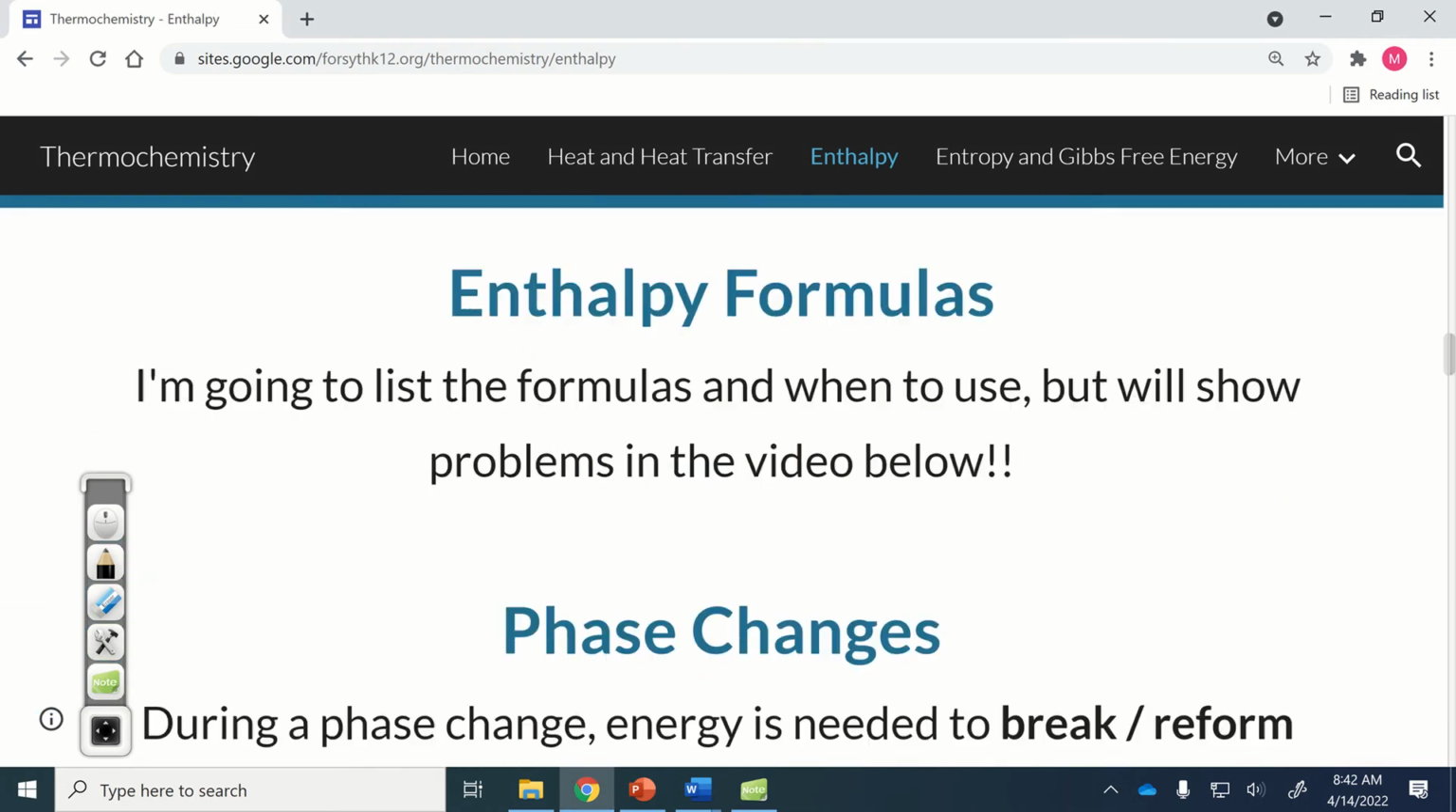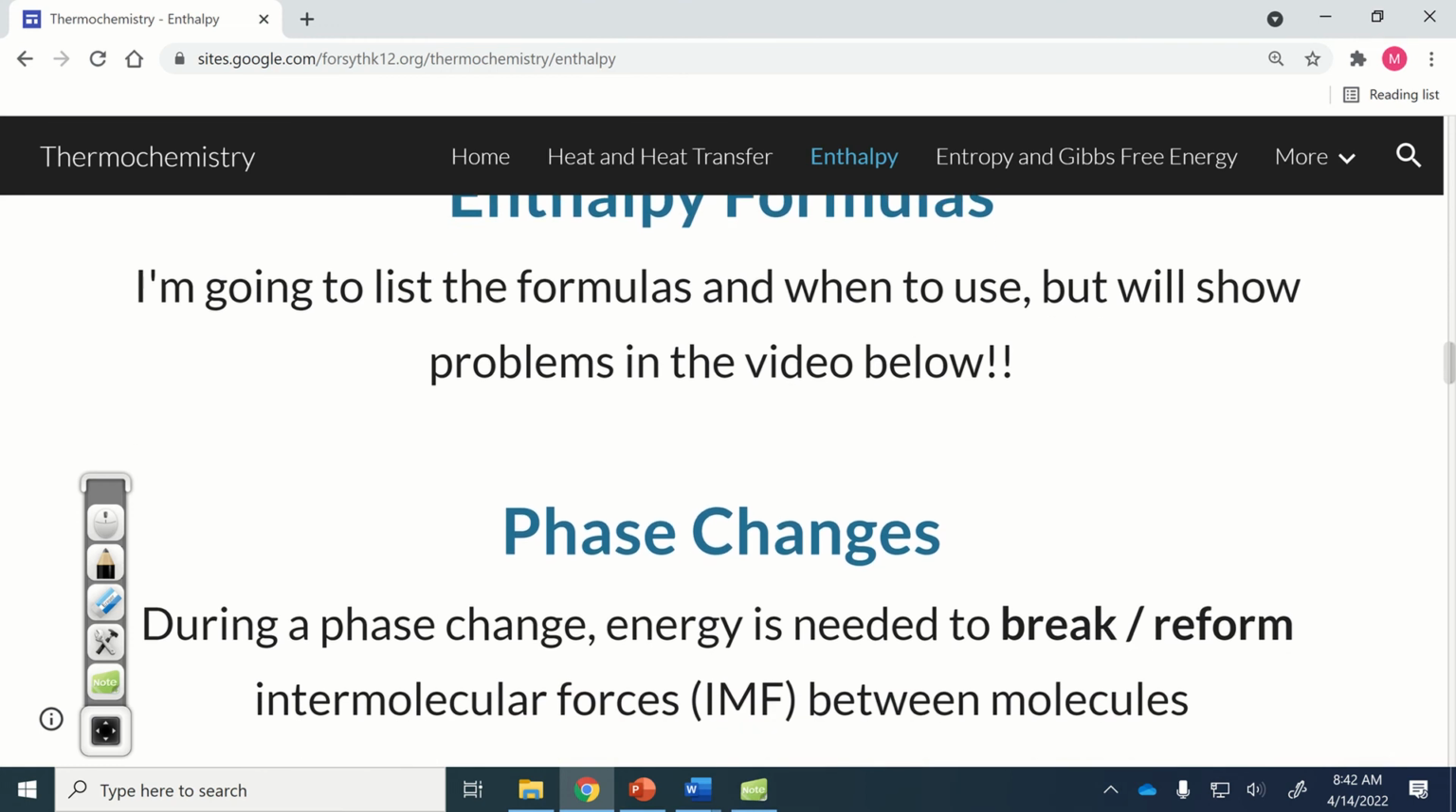All right, getting to some formulas, okay? Basically, I will list the formulas when we start using them. Actually, I'm going to probably just show them to you now, okay? What are the formulas for enthalpy? A lot of times, at least the ones we're going to do, for phase changes, okay?